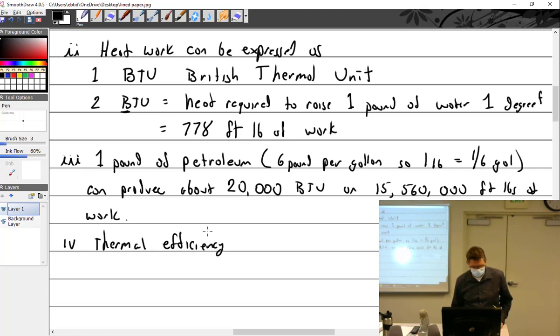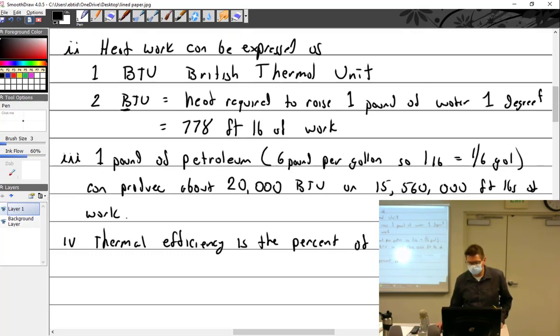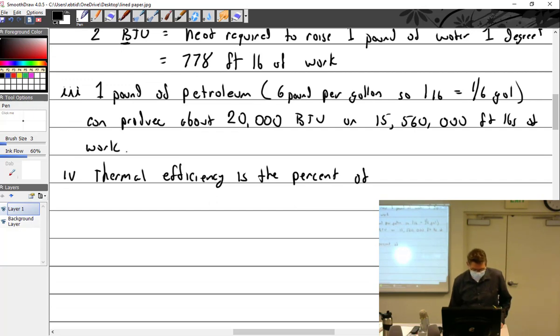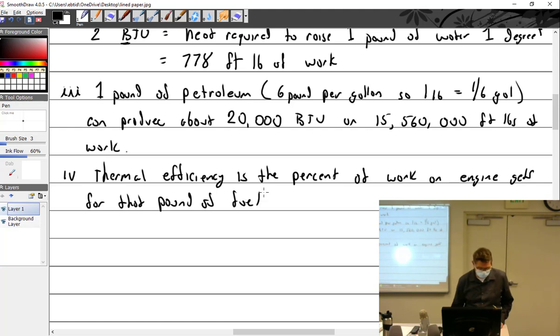Let's talk about thermal efficiency. I think thermal inefficiency is a better term, but I wrote thermal efficiency here. It is the percent of work an engine gets for that pound of fuel. So what happens to all this gas?